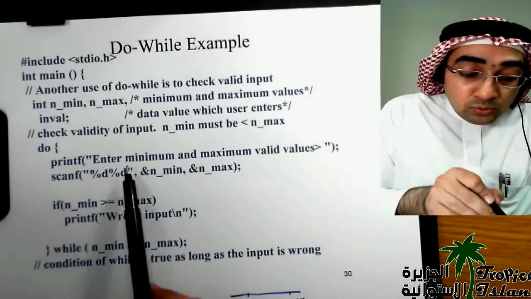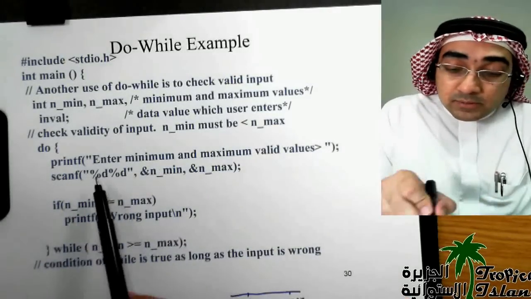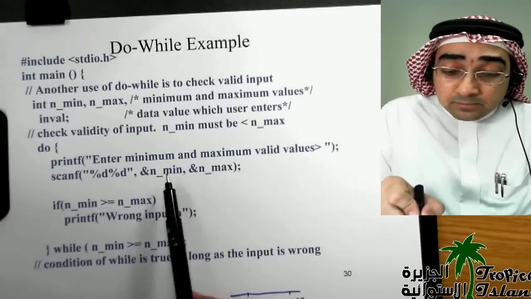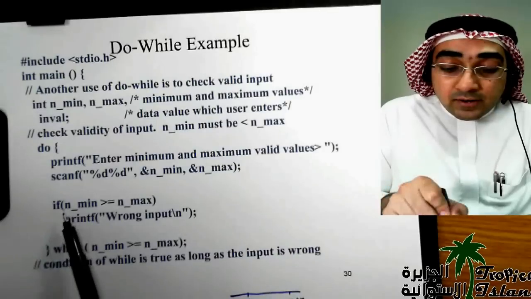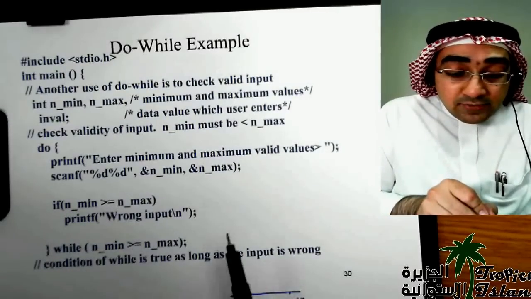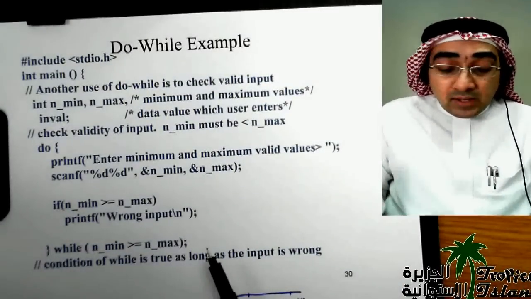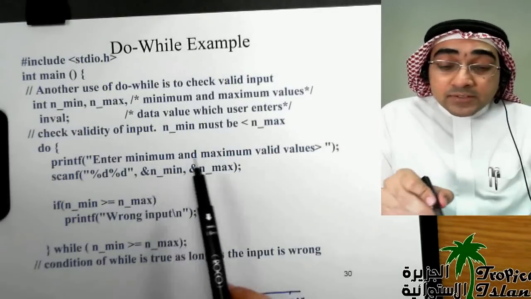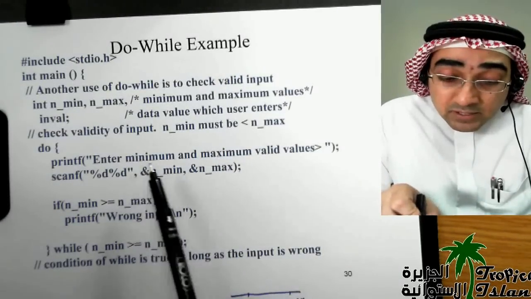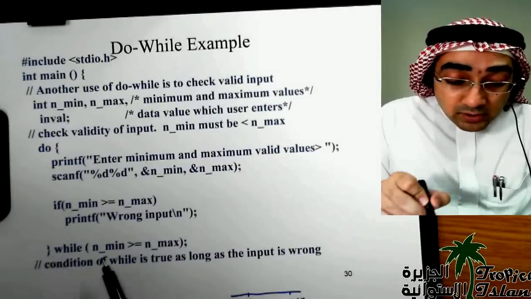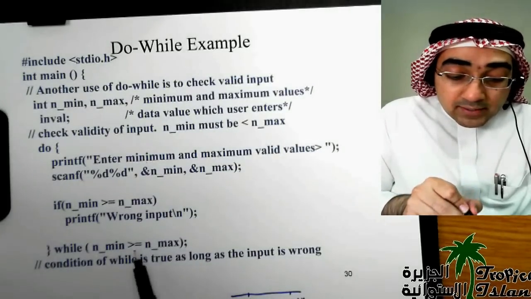In the do-while loop, we ask the user to enter the minimum and maximum values, and then we read two values and store them in the minimum and maximum variables. Okay, then we check if the minimum is greater than the maximum. That means the user has made a mistake. So we say wrong input. We asked you to enter the minimum and the maximum. We did not ask you to enter the maximum and the minimum. So I tell him it's wrong input, and I say while the minimum is greater than the maximum.